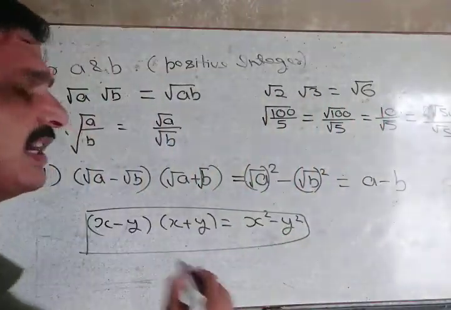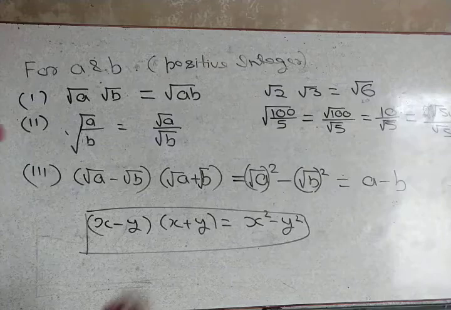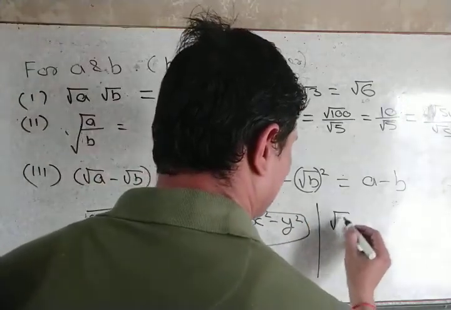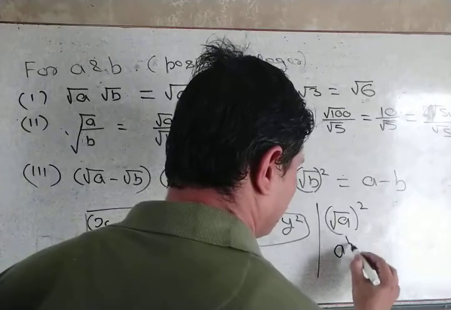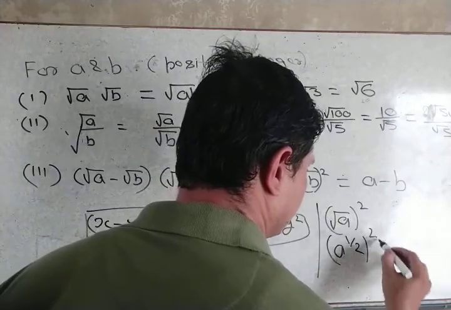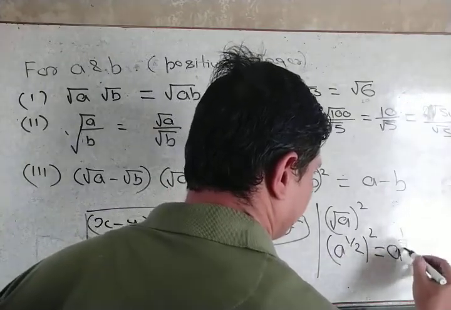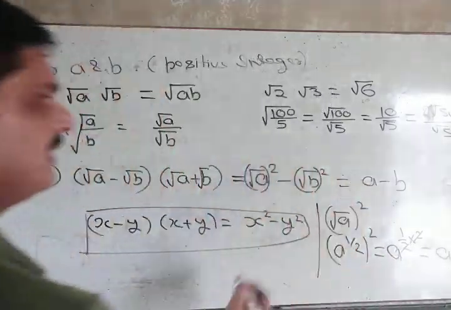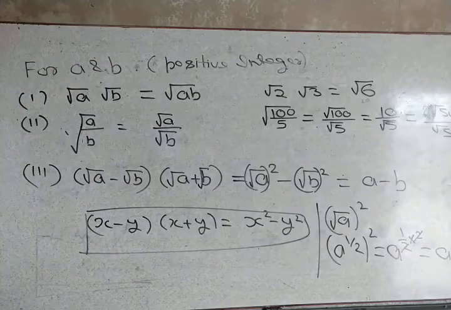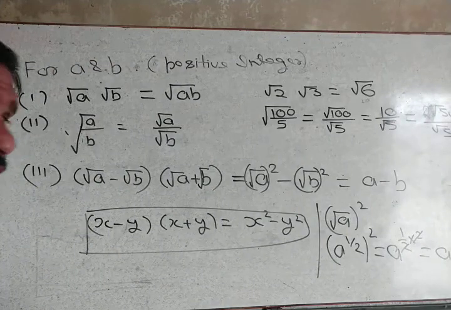Either you can mug up or you can learn, and I think you will understand why root a is root 2, and we can write root 2 like this, and this half can be cancelled out with this, and the answer is a. Similarly b, a minus b. Now pause the video and note it down.